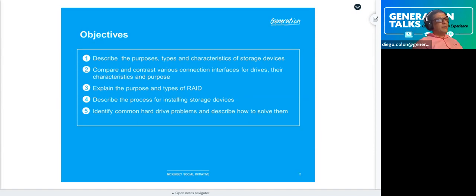Describe the purposes for installing storage devices. Identify the common problems we're going to have and how to solve them. Drives are data storage devices used to record and hold to process information.